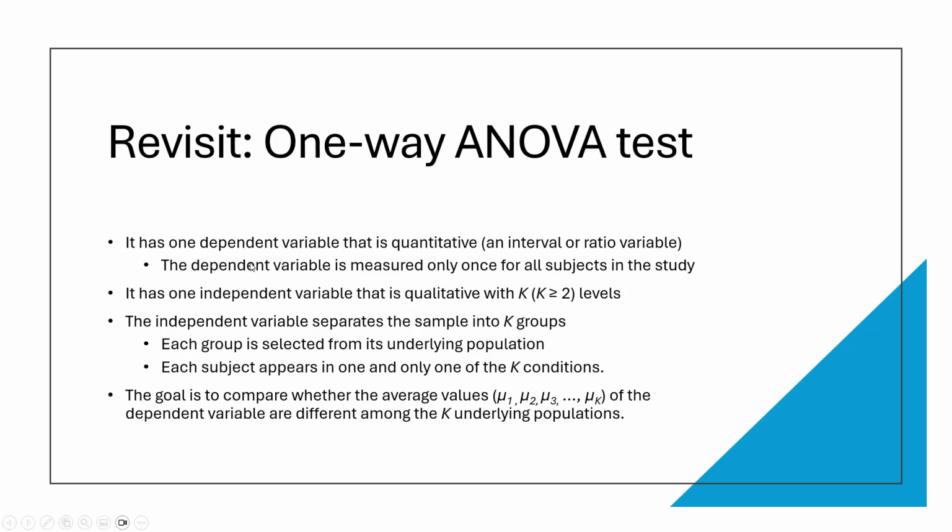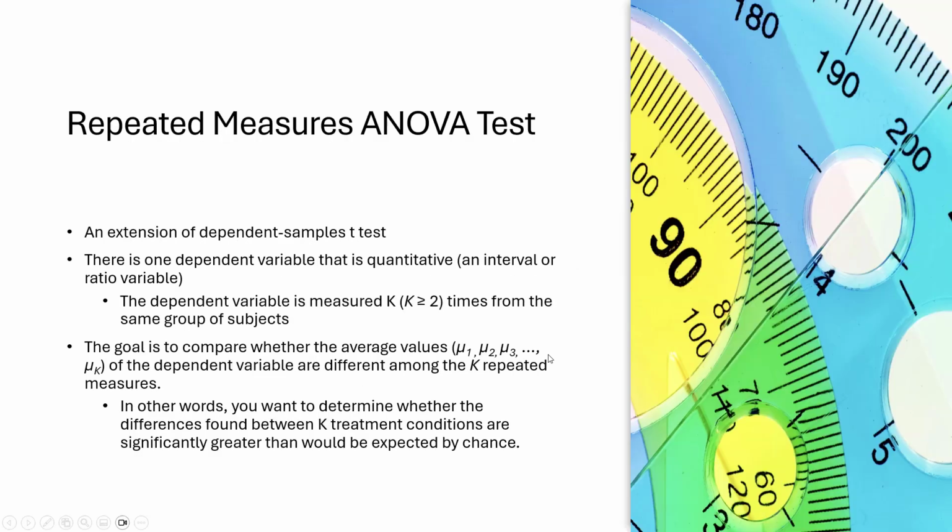It has one dependent variable that is continuous, and there is an independent variable on a qualitative scale with k levels. The independent variable separates the sample into k groups, and their means on the dependent variable are compared. Repeated measures ANOVA is an extension of the dependent samples t-test.